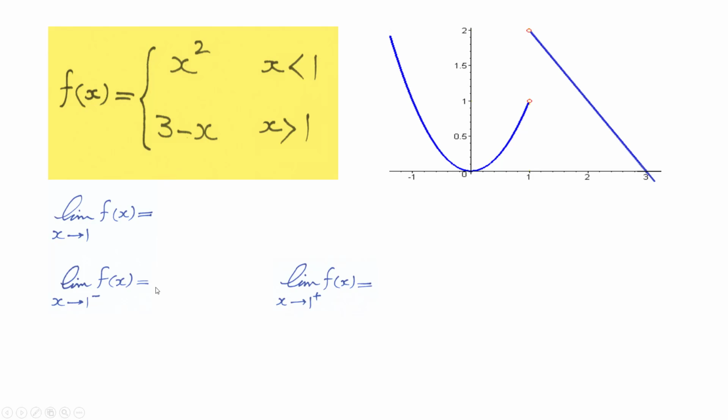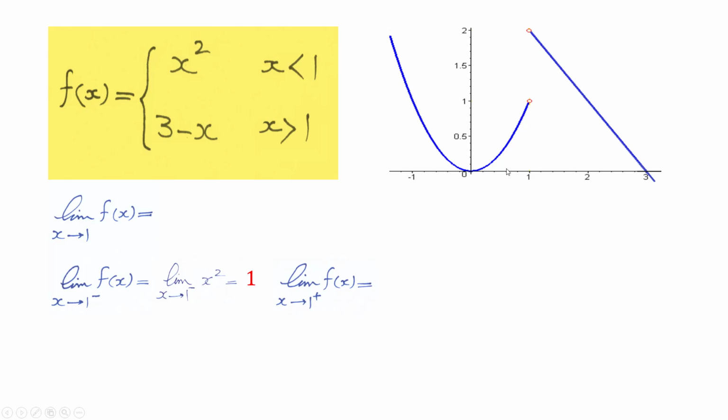Now let's compute the left limit of the function. We can find the left limit of the function from its equation and also from its graph. First, we find the left limit from its equation. Because in the left limit, values of x are less than 1, we must use x squared. So the left limit of our function is equal to the limit of x squared when x approaches 1 from the left. To compute this limit, we plug in 1 in x squared. 1 squared is 1. So the left limit of our function is equal to 1.